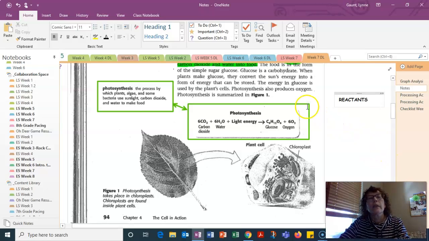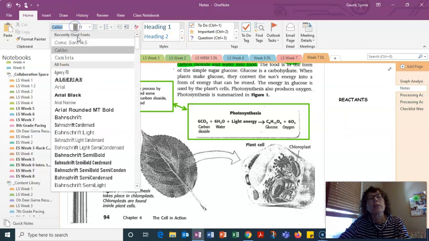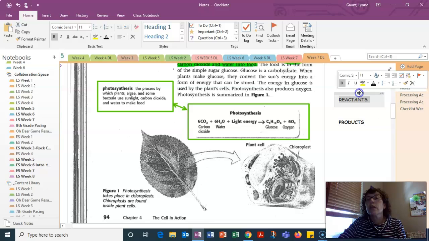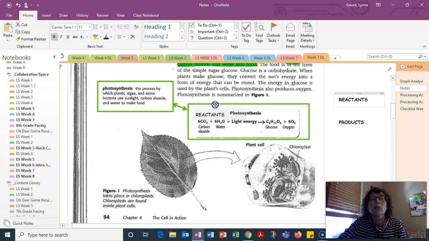And then I'm also going to make another box, and I have to go back and choose Comic Sans again and bold. And this time I'm going to type all caps the word products. So these are the two terms we use to describe the left side and the right side of a chemical reaction. So I'm going to take the box where I typed reactants and move it over to the left side of the equation, left of the arrow, and I'm going to take the word products and put it on the right side.